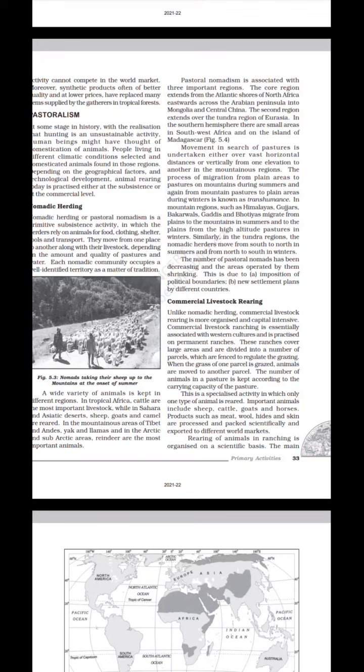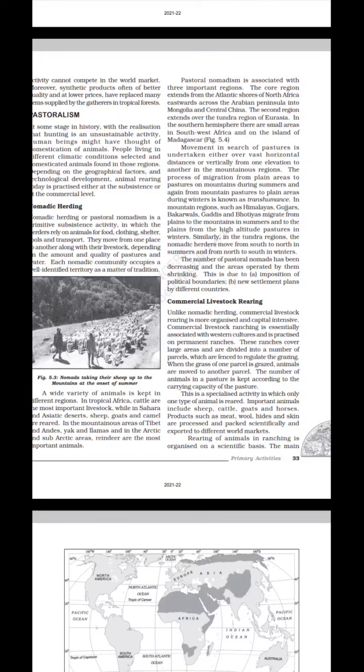Commercial livestock rearing. Unlike nomadic herding, commercial livestock rearing is more organized and capital intensive. Commercial livestock ranching is essentially associated with Western cultures and is practiced on permanent ranches. These ranches cover large areas and are divided into a number of parcels which are fenced in to regulate the grazing. When the grass of one parcel is grazed, animals are moved to another parcel. The number of animals in a pasture is kept according to the carrying capacity of the pasture.